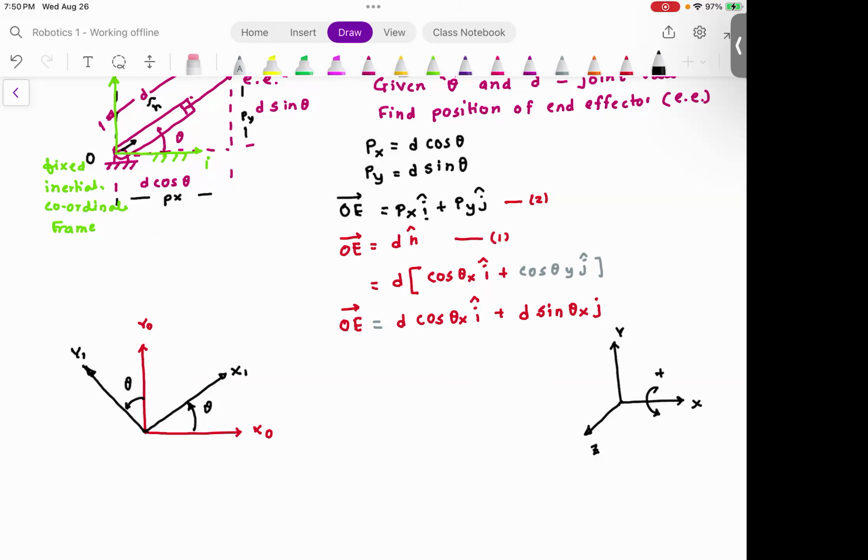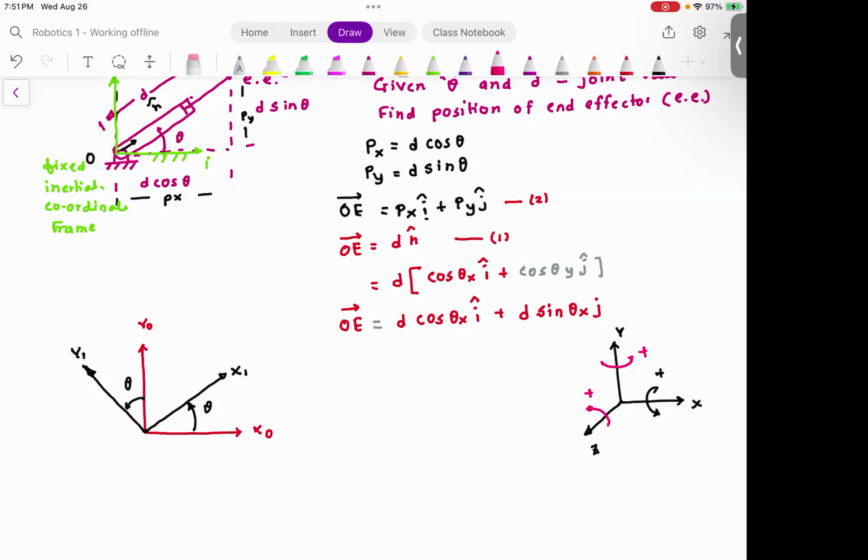If your rotation is in the opposite direction, curl your fingers. If the rotation was like this, your thumb will be in the direction of negative x. So that rotation would be negative. About y, curl your fingers in the positive y direction, and this rotation is going to be positive.